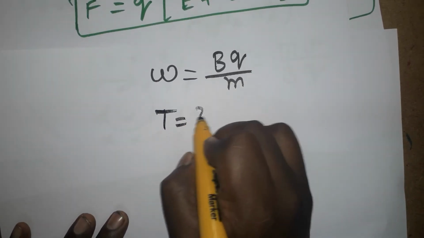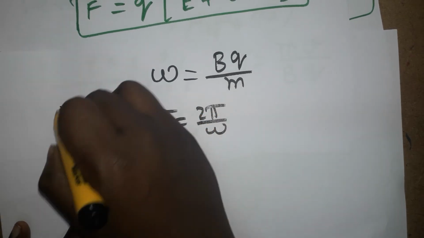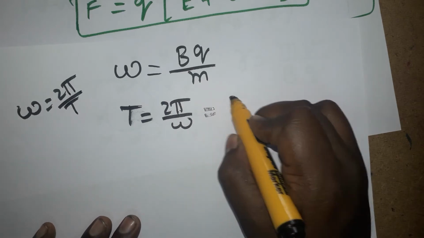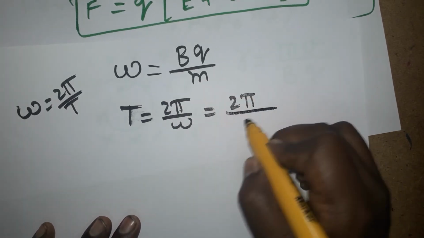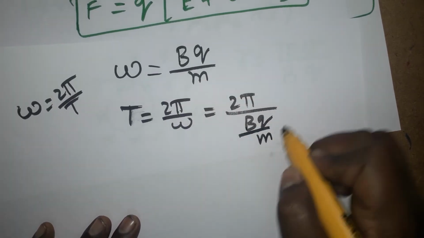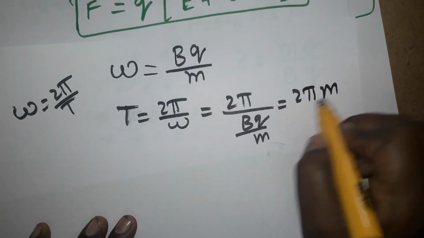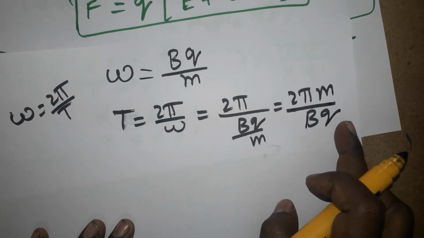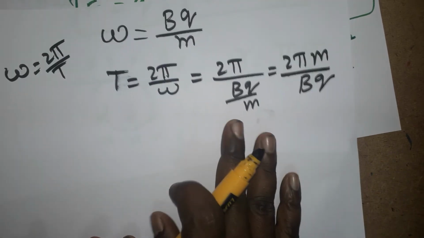Time period T is equal to 2 pi by omega, because omega is equal to 2 pi by T. So T is equal to 2 pi by omega. Omega I got is BQ divided by M, so T is 2 pi M divided by BQ. Okay, so your time period is not dependent on the radius. That you should also know, it's an important question.